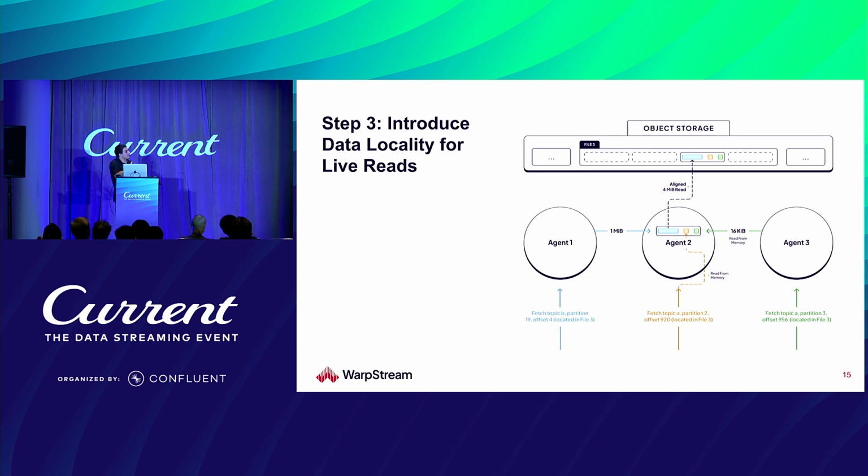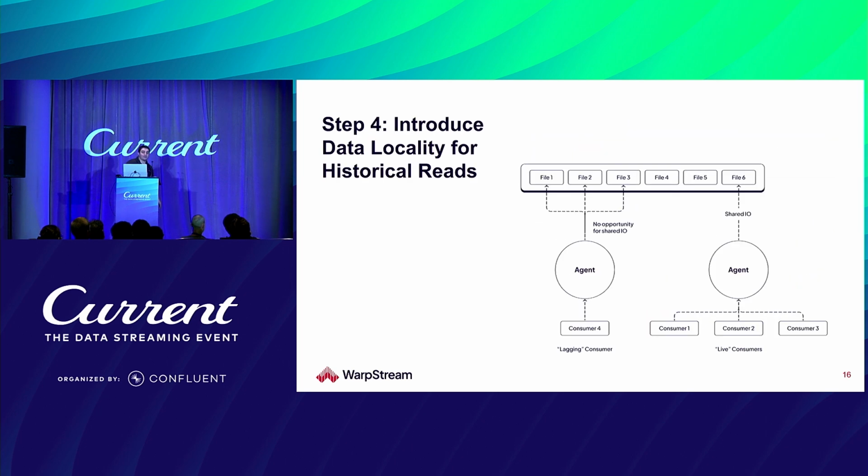And part of the reason this works is that the most recent data is limited to the most recent set of files, so this cache is very, very effective. But that only works for live reads, right? One of your consumers ultimately is going to end up lagging, or one day you're going to have to replay a bunch of data from the beginning of time or whatever it is. You're going to want to read some historical data.